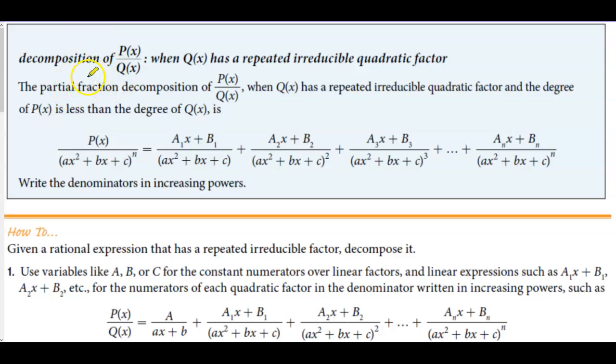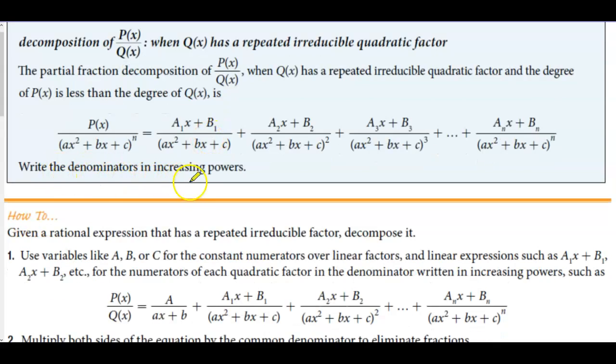Here we're finding the decomposition of a rational expression when a denominator has a repeated irreducible quadratic factor. Now, the partial fraction decomposition of a rational expression when the denominator has a repeated irreducible quadratic factor and the degree of the numerator is less than the degree of the denominator. So we're going to write the denominators in increasing powers.